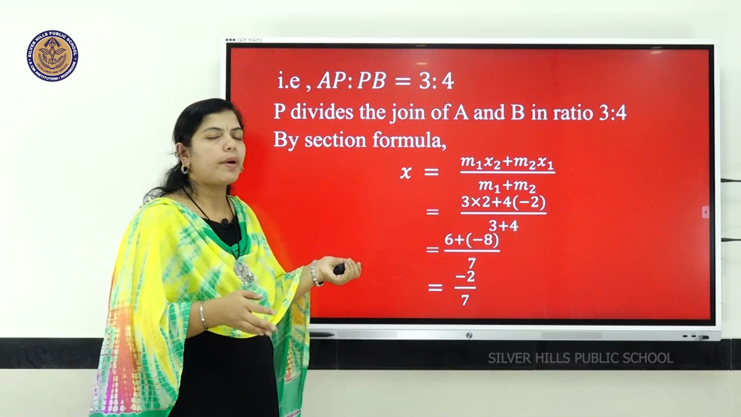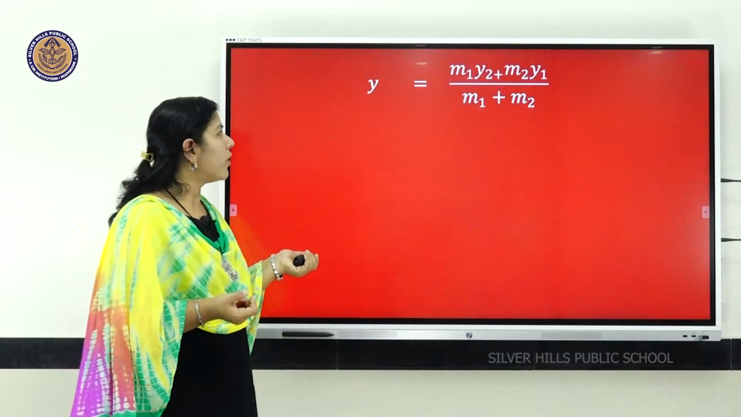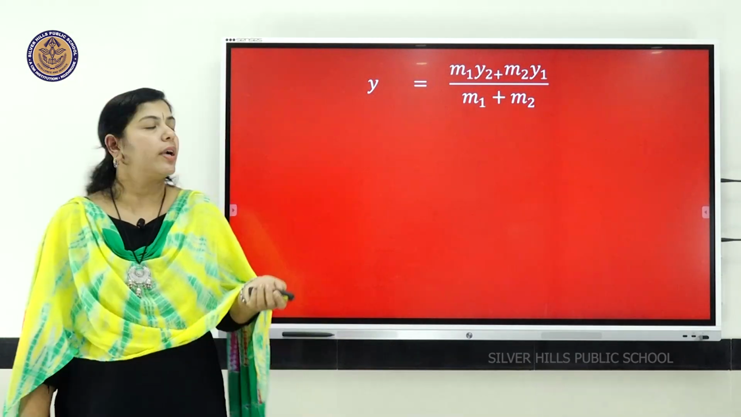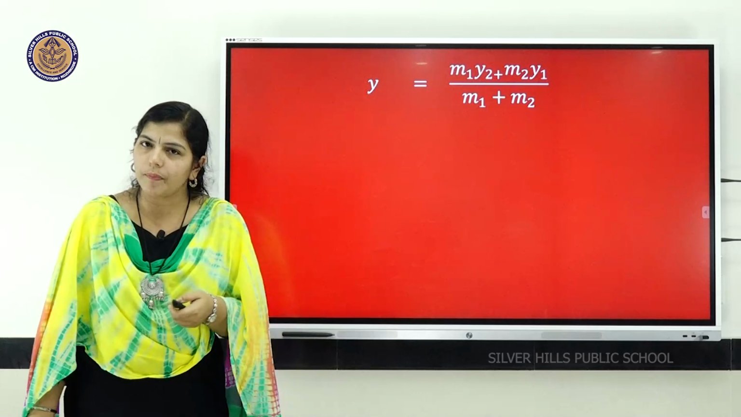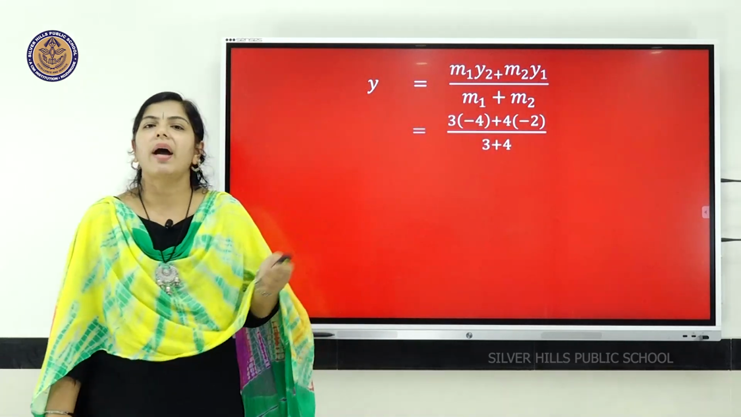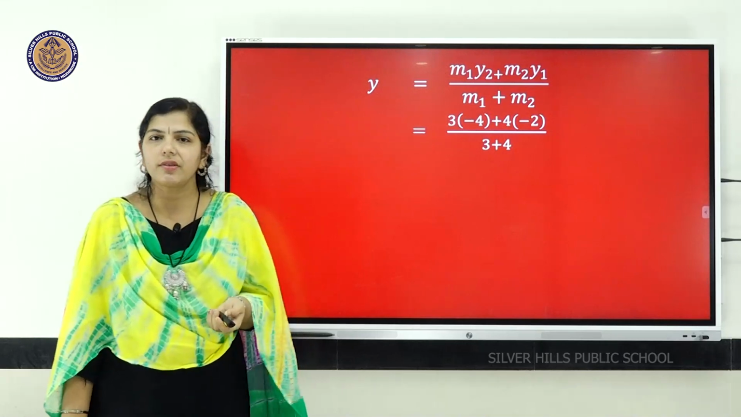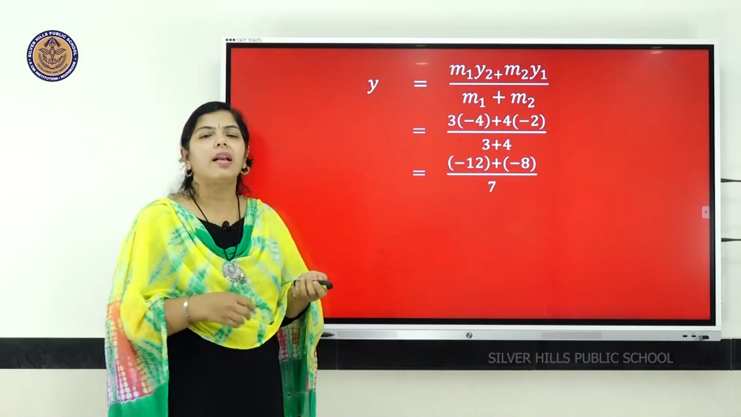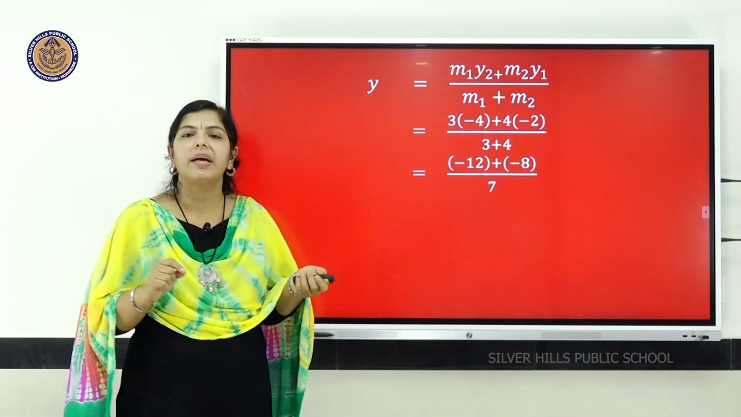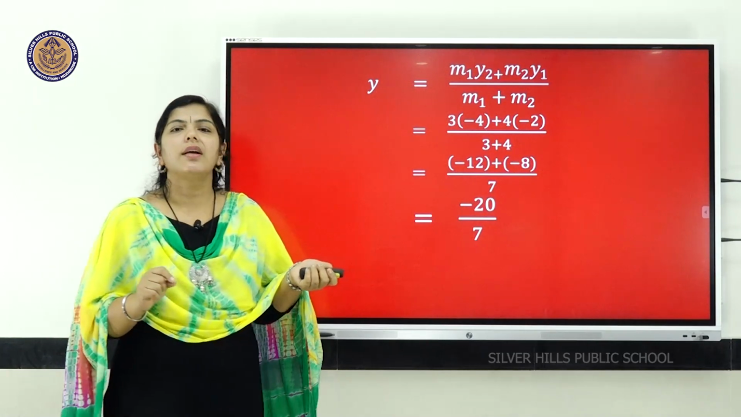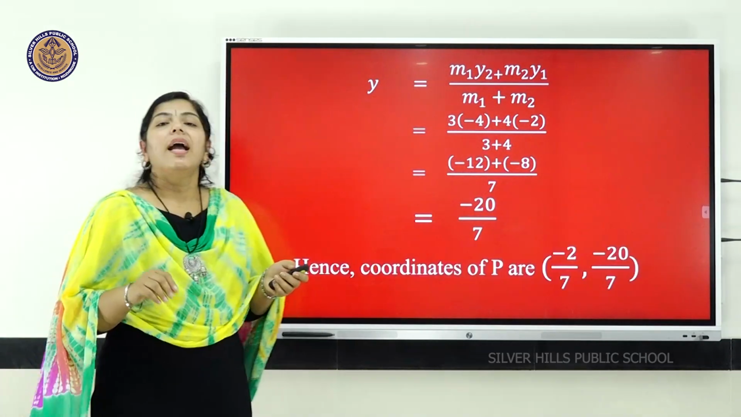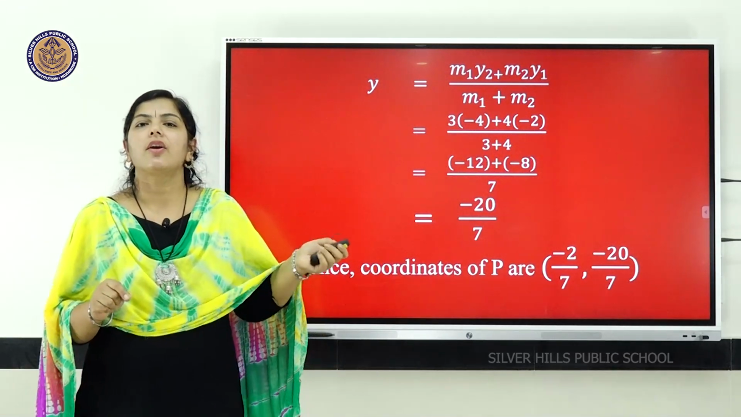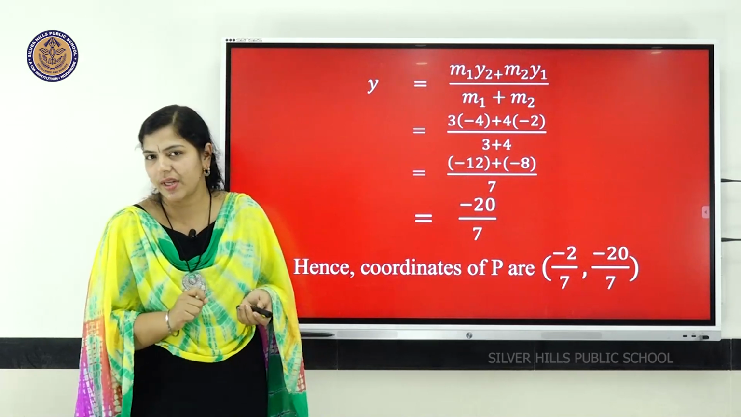Okay, minus 2/7. Similarly, the y coordinate, y equals (m1 y2 plus m2 y1) whole divided by (m1 plus m2). That is equal to (3 into minus 4 plus 4 into minus 2) whole divided by (3 plus 4). That is (minus 12 plus minus 8) whole divided by 7. That is minus 20/7. Hence, the coordinates of P are (minus 2/7, minus 20/7).